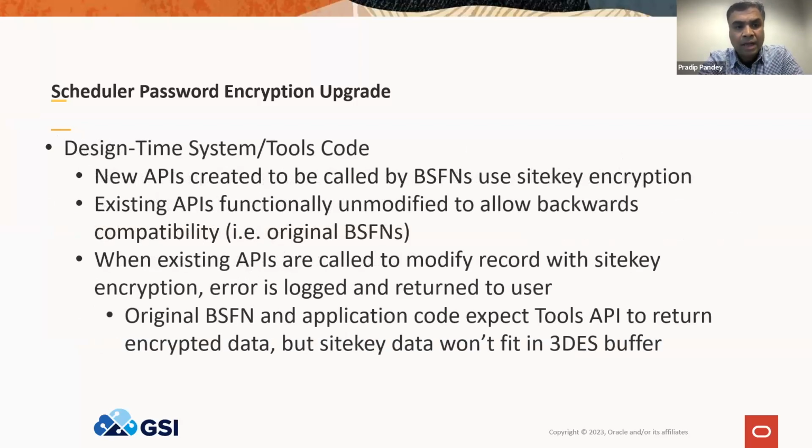Again, high-level design time system tools changes. We have new APIs to be called by BSFN in the system code. Existing APIs were not modified, to allow backward compatibility for customers. If existing APIs are called to modify records when site key is used, we log an error because you are trying to decrypt something which will not fit into the buffer with site key. So we raise errors if you are mismatching between encryption and decryption with old and new code. Next slide.